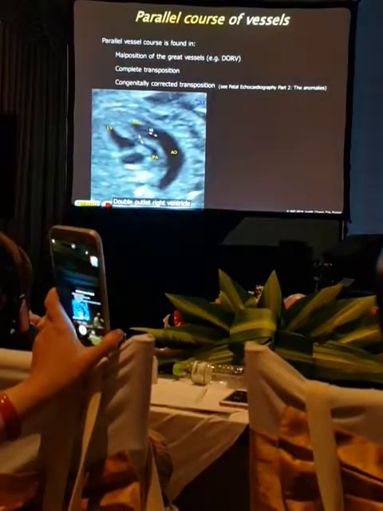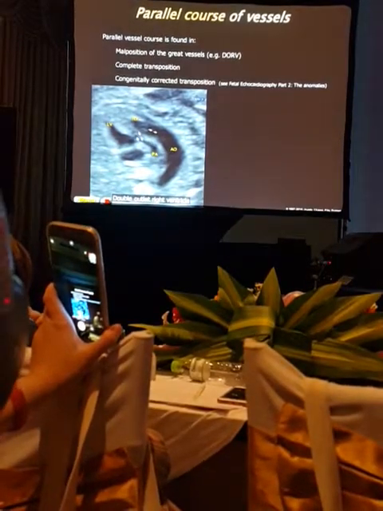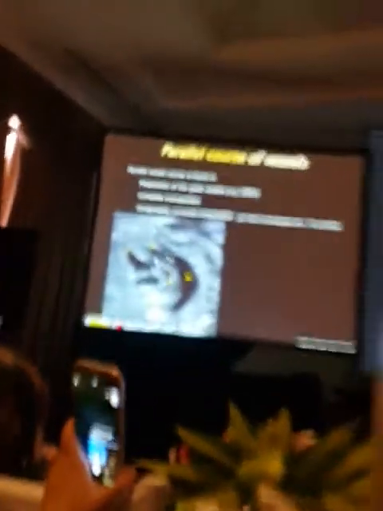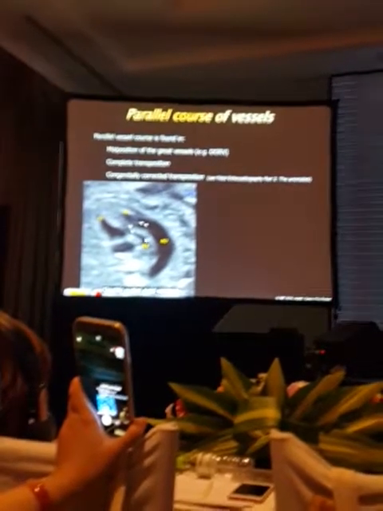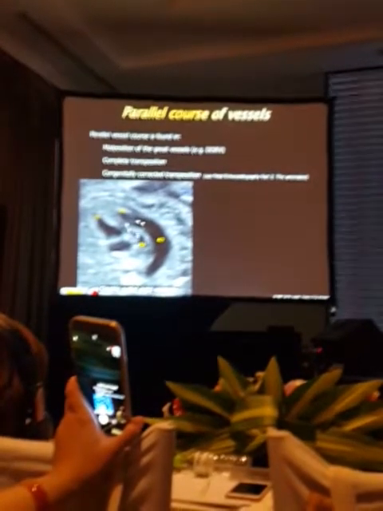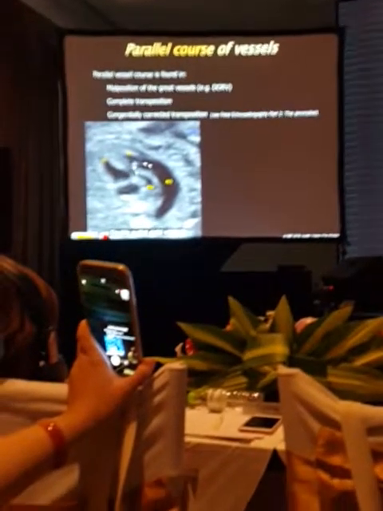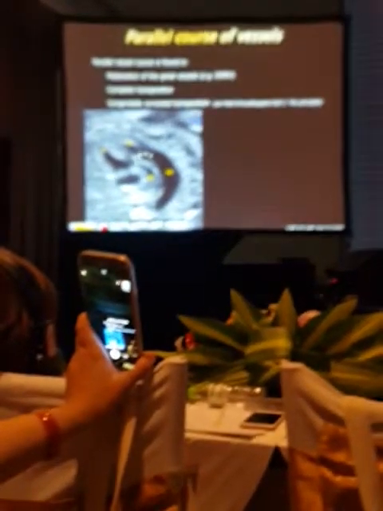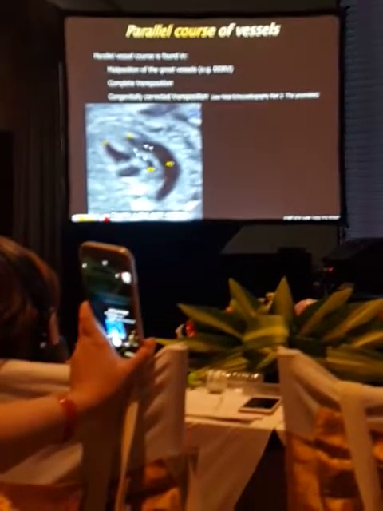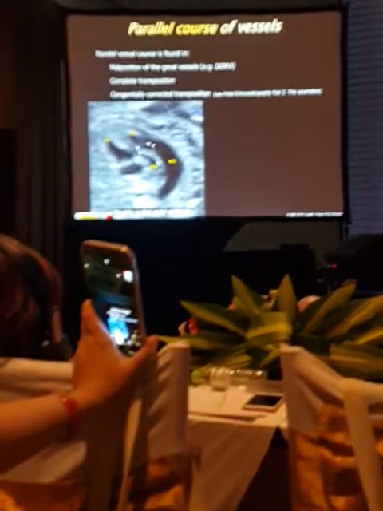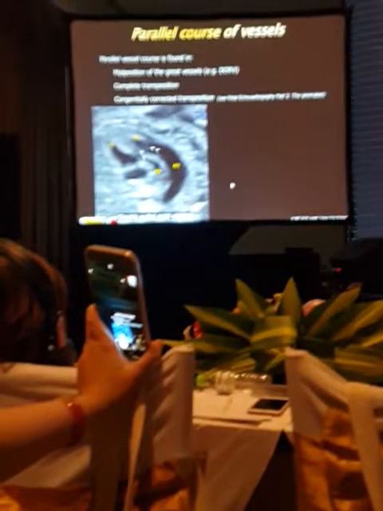So here we have the aortic arch, and underneath the aortic arch we have the pulmonary arch, and we have the ductal arch over here. Now notice that both the aorta and the pulmonary are arising from the right ventricle. So you have the double outlet of the right ventricle, and you have the transposition of the arch at the same time.